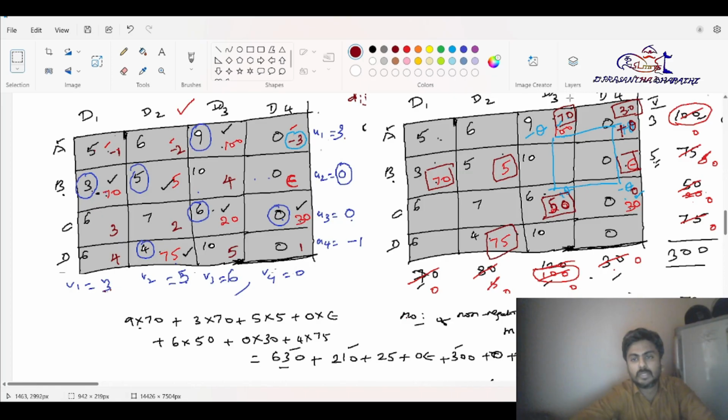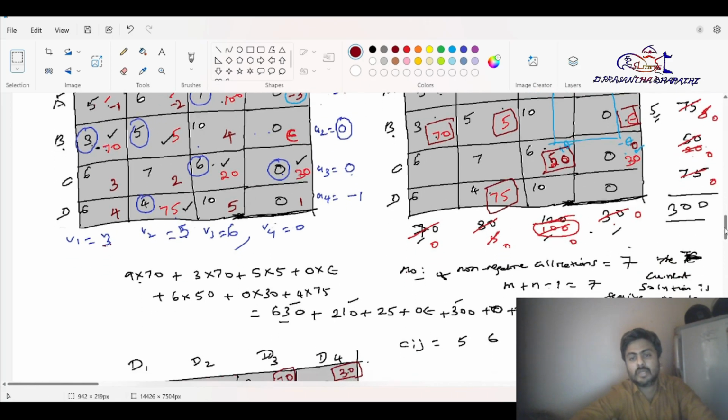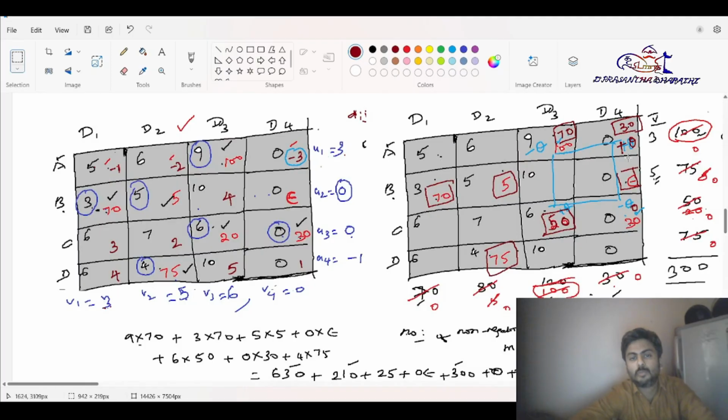So we are putting the allocations on these 4 places. This theta means you have to choose the minimum of the two minus theta values. One is 30 and another one is 100. The minimum of 30 and 100 is 30. So you are putting 30 for the first plus theta.